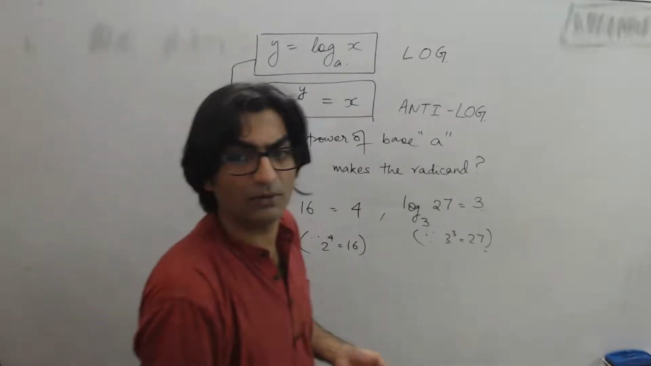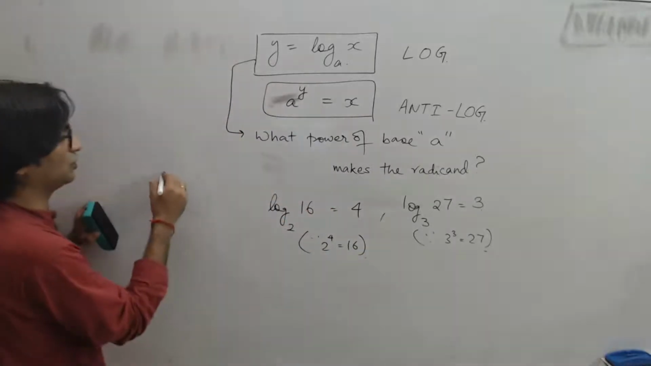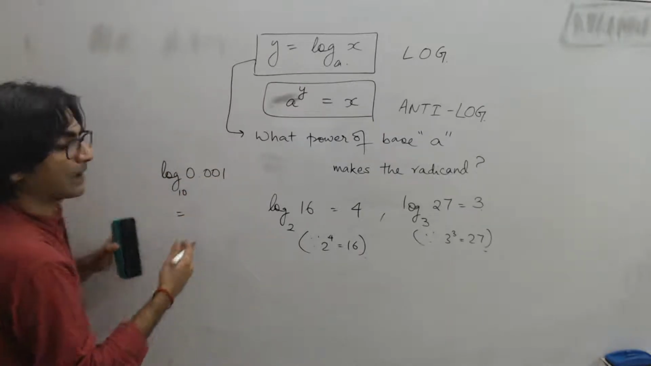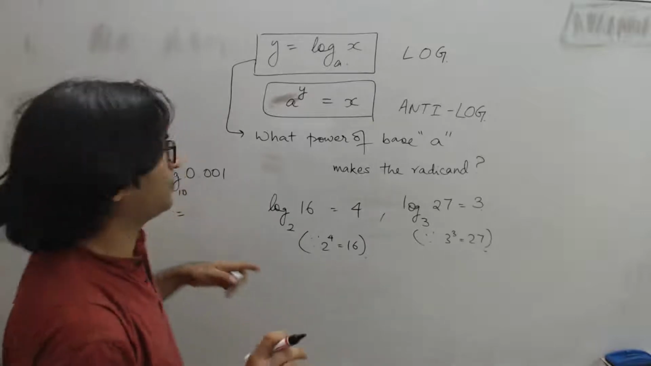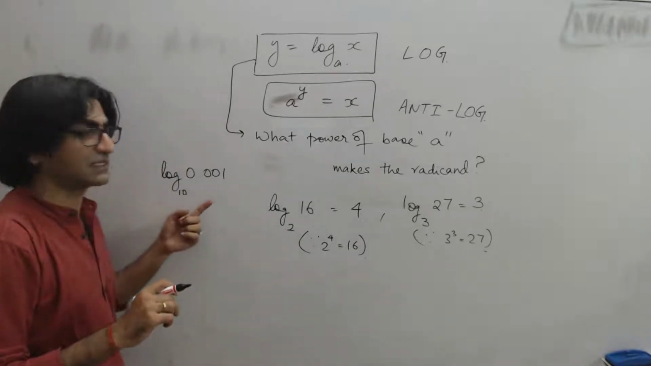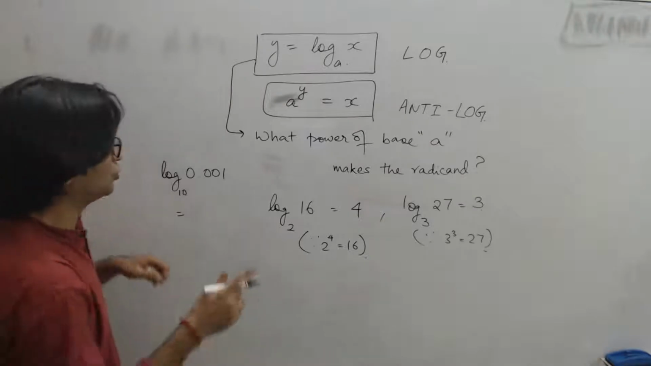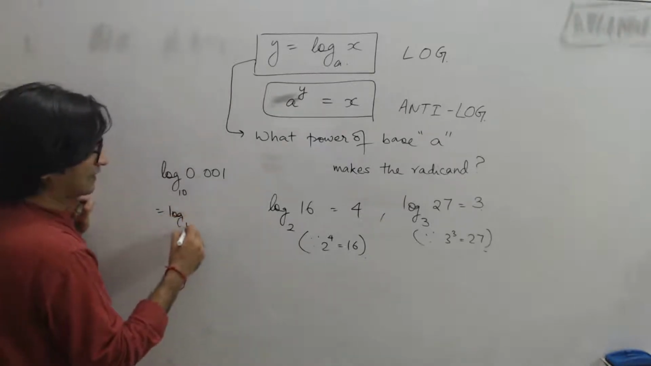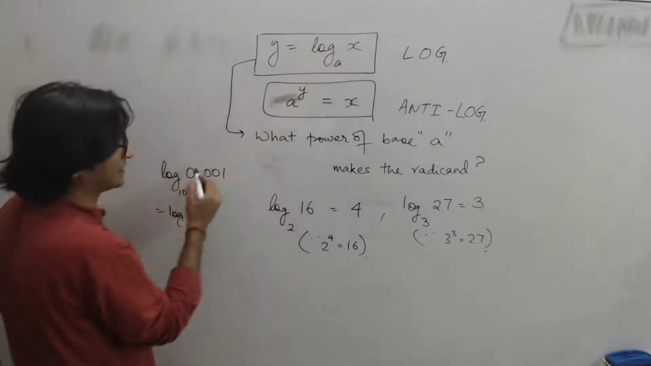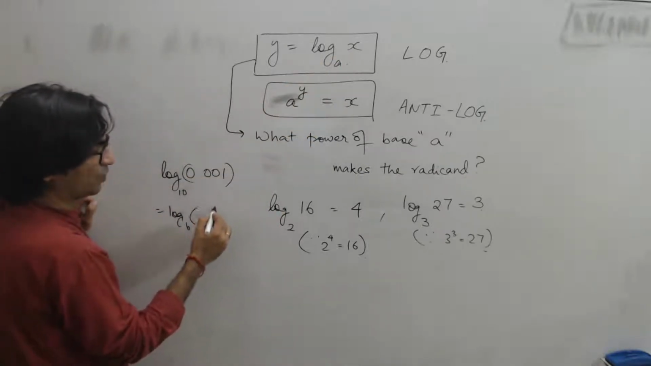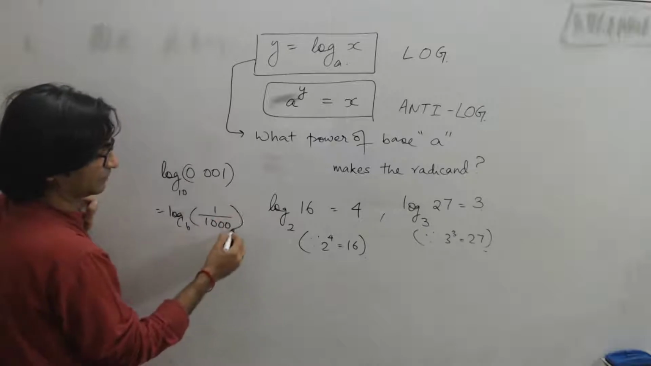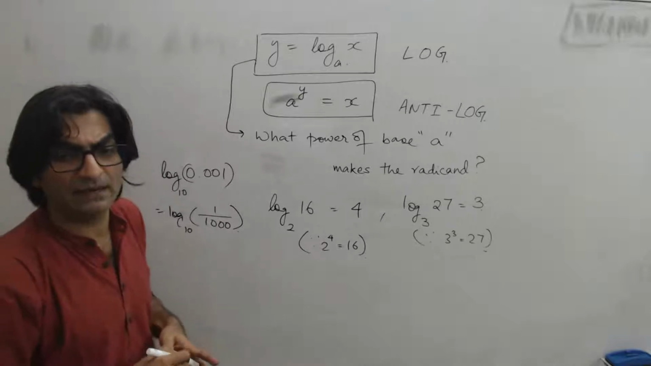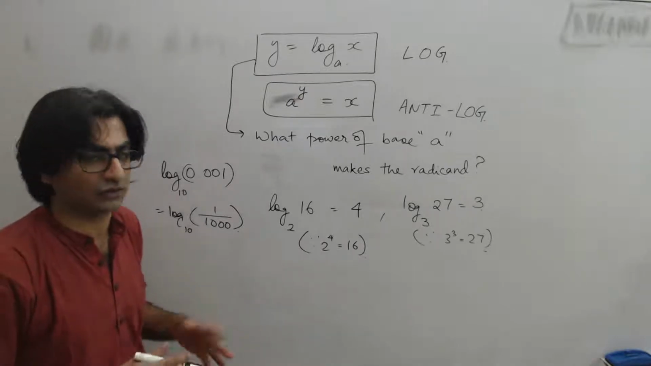In fact, I could make this a little more interesting by asking, what about log of 0.001 in the base 10? What power of 10 makes 0.001? To understand this, you'll have to write the radicand differently. The radicand, or x in this case, is nothing but 1 by 1000. So what power of 10 becomes equal to 1 upon 1000?